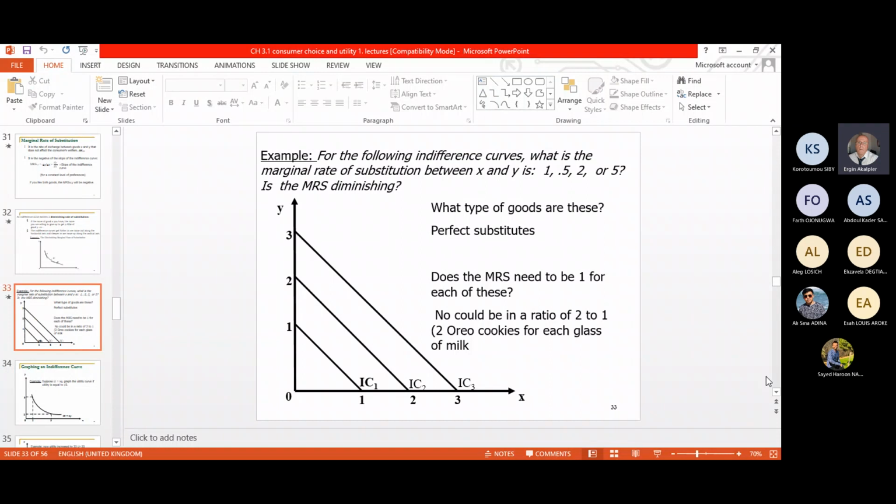And for the following indifference curves, what is the marginal rate of substitution between X and Y? As you see, IC1, IC2, and IC3. What type of goods are these? The perfect substitutes. Does the marginal rate of substitution need to be 1 for each of these? No, it could be in a ratio of 2 to 1, X Oreo cookies for each glass of milk, as it is given in this example, because there are some preferences.